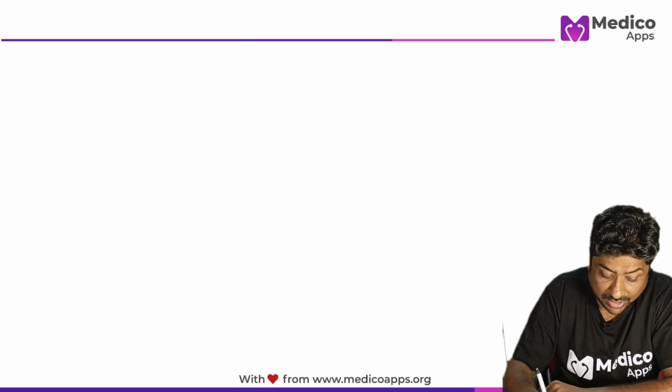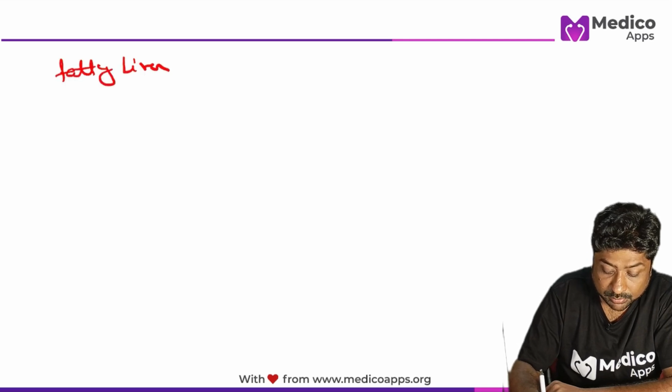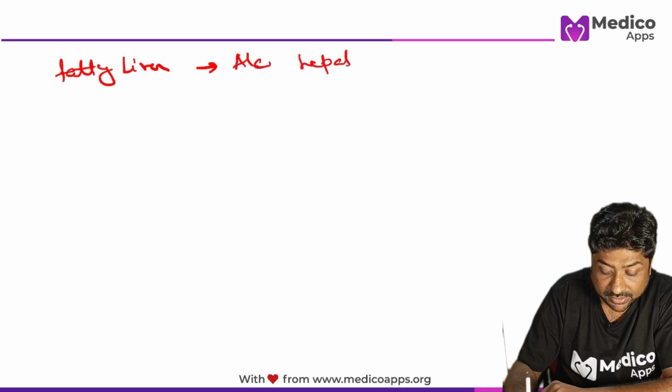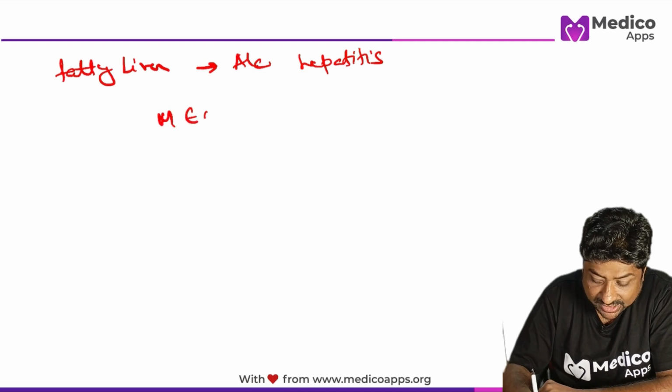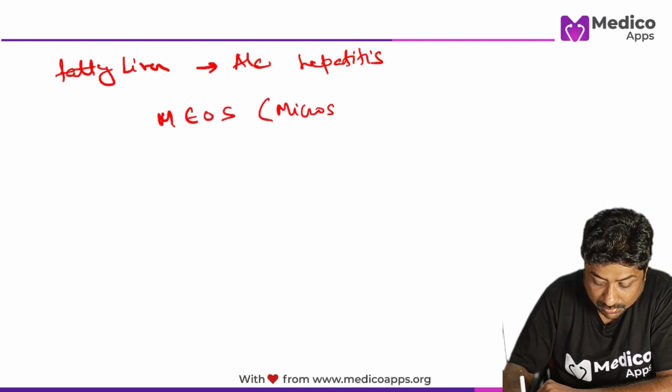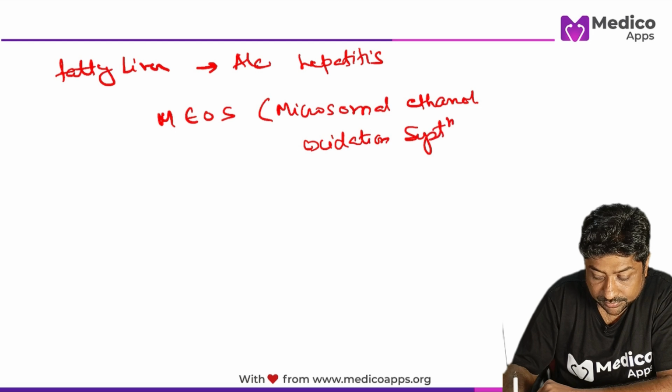Let's look at what happens when fatty liver progresses to alcoholic hepatitis. In this stage, there is an enzyme called MEOS, that is the microsomal ethanol oxidation system.